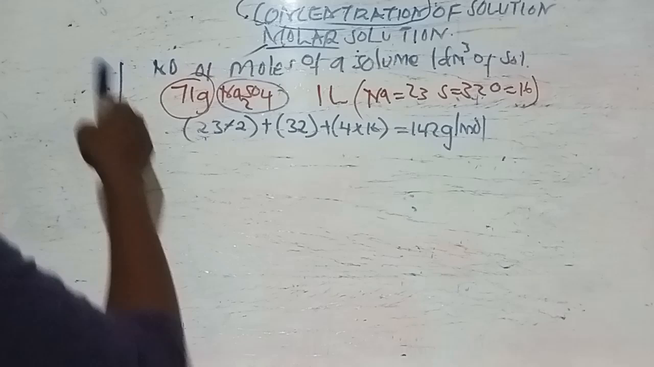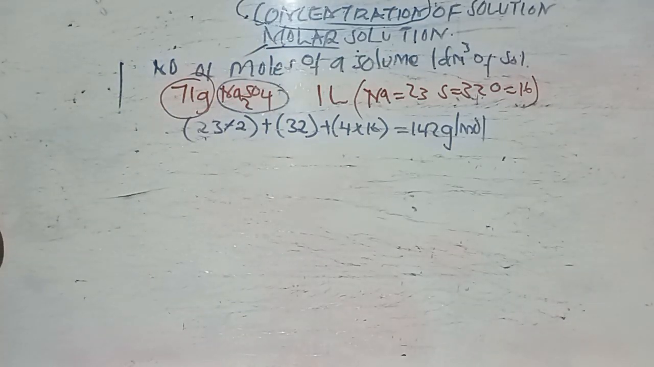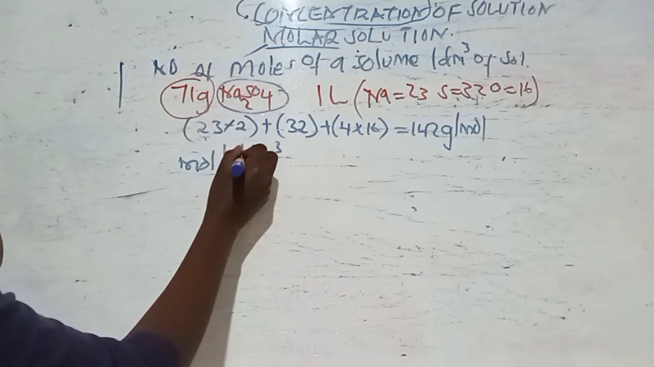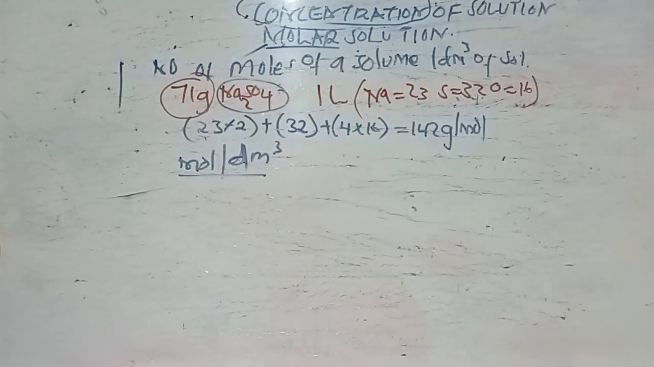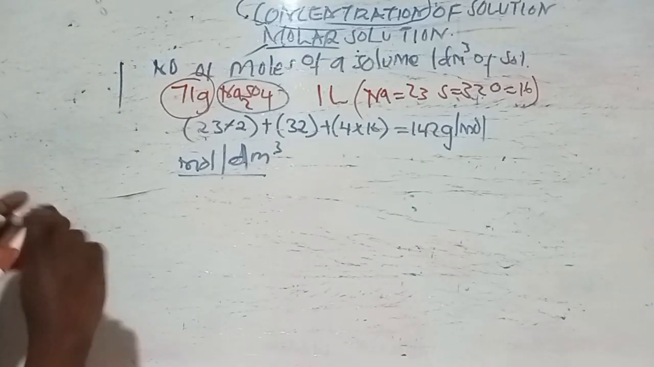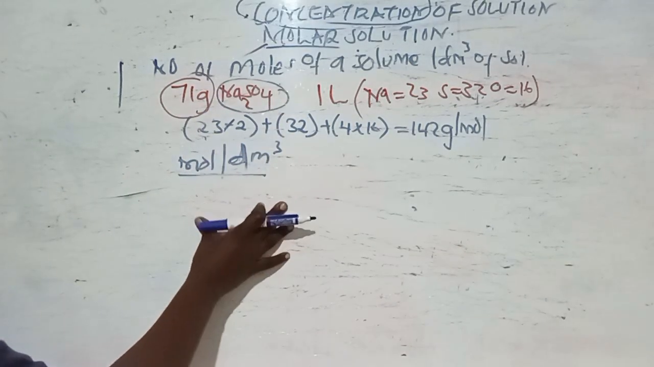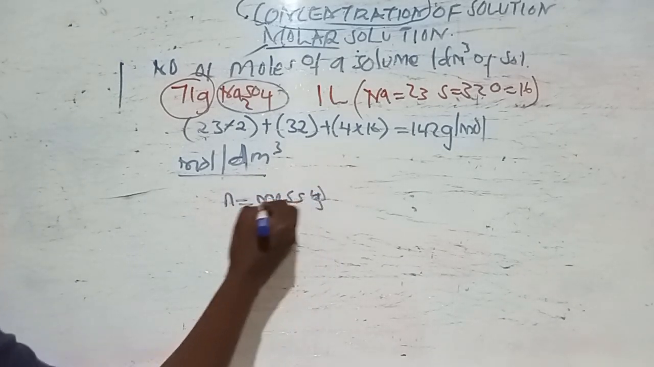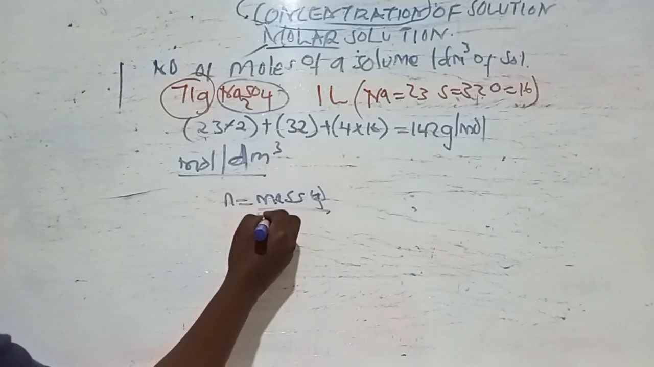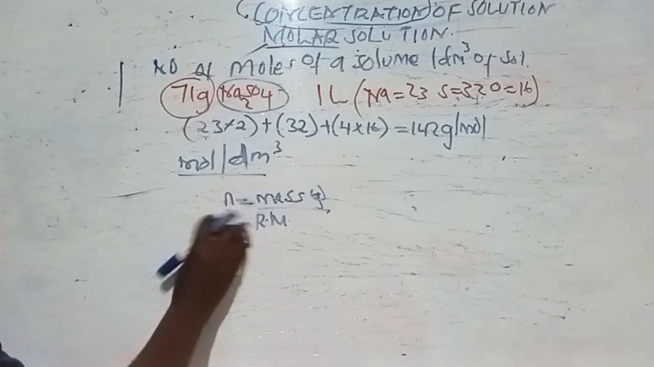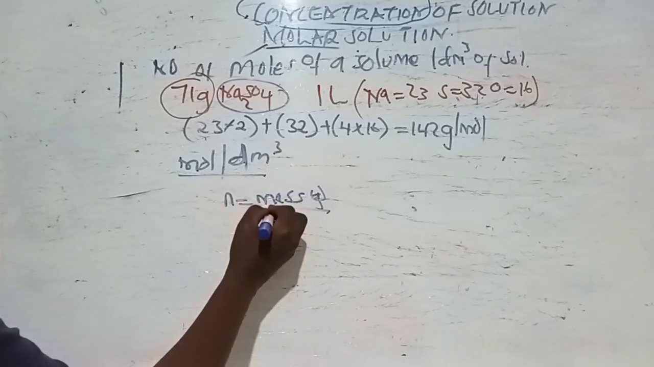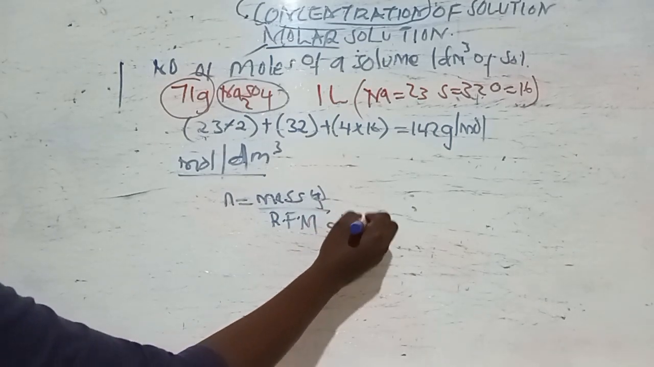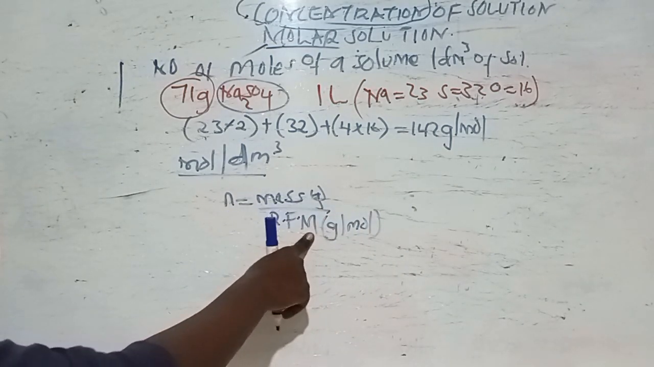When you're told to work out molarity, we said molarity can also be expressed in terms of moles per decimeter cubed. So we are going to work out the moles in order to get the molarity of our solution, whereby moles is equal to mass, which is in grams, divided by the relative formula mass, or molar mass, which is in grams per mole.